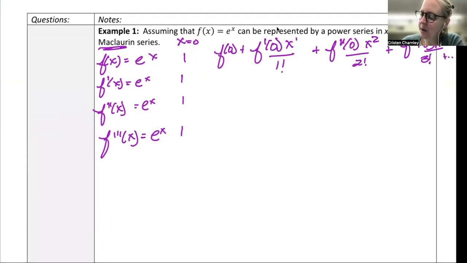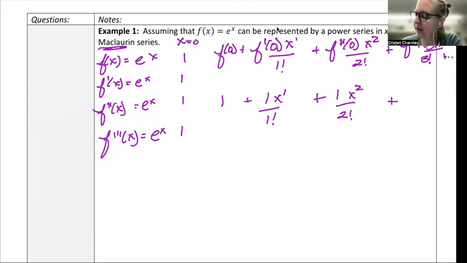So f of 0 is 1. This is 1 x to the first over 1 factorial, plus 1 x squared over 2 factorial, plus 1 x cubed over 3 factorial. And then you would want to ask yourself, can you come up with the overall formula? And the answer is yes, we can.